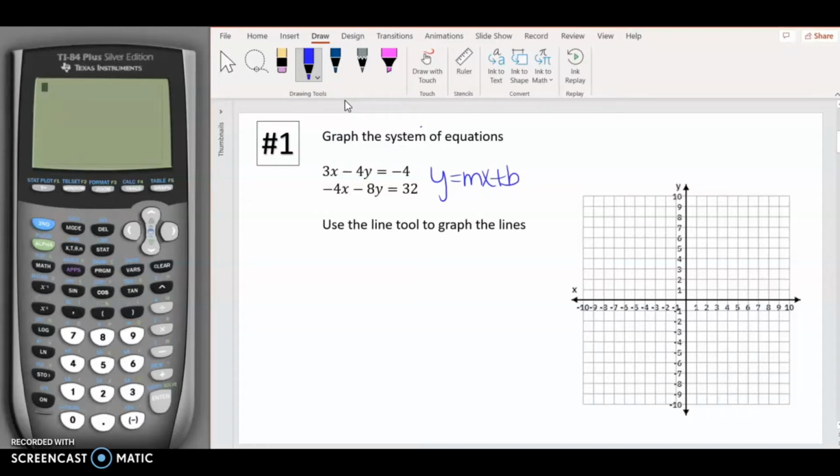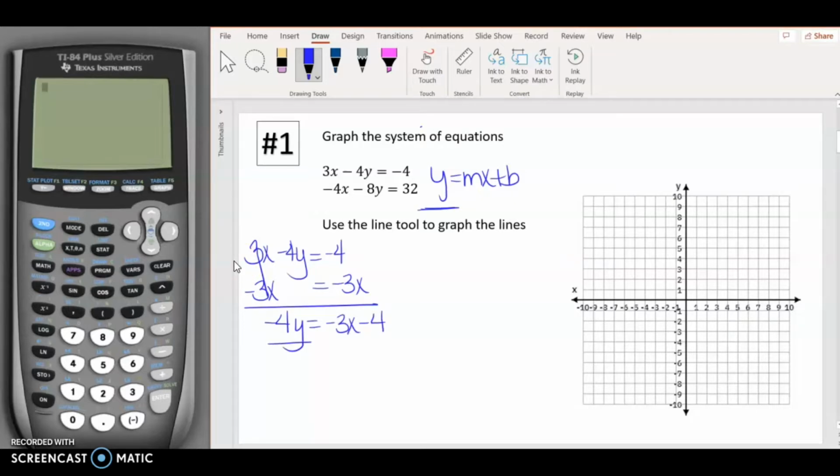On your test you'll be using the line tool to graph these lines. So remember, you'll just need to plot 2 points that are on each line and then it will automatically create the graph for you. So let's start off with 3x minus 4y equals negative 4. So what you can do is now try to get y by itself so that this can be in mx plus b form. So I'm going to start off by subtracting 3x from both sides. And when I do that, I end up with negative 4y equals negative 3x minus 4.